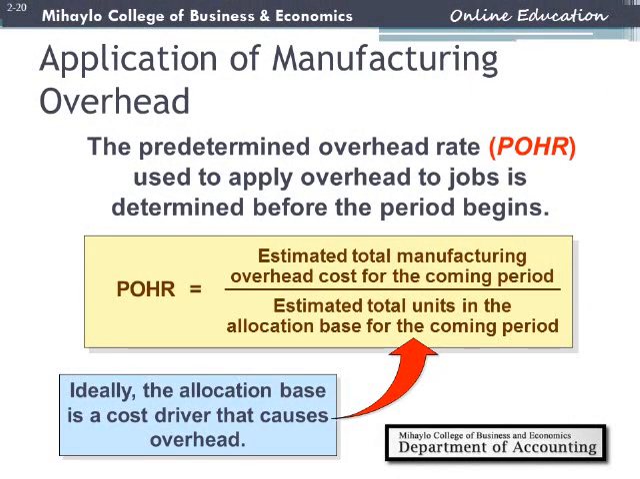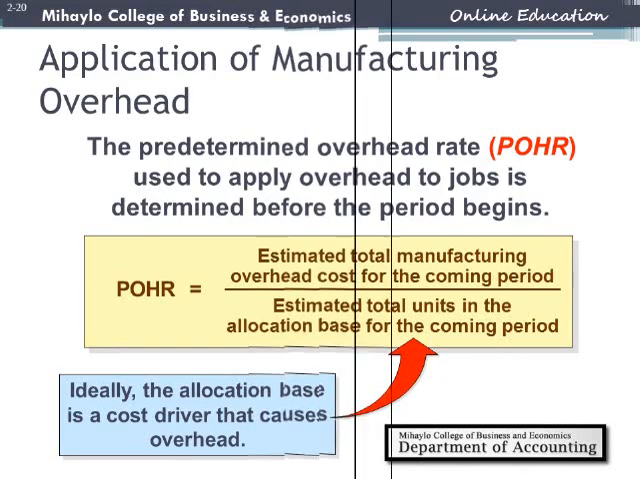To facilitate the allocation of manufacturing overhead to each job, we calculate a predetermined overhead rate before the period begins. The rate is calculated by dividing the total estimated amount of manufacturing overhead for the coming period by the estimated quantity of the allocation base for the coming period. For example, if our allocation base is machine hours, we would estimate the total number of machine hours used in production in the coming period. Ideally, the allocation base should be a cost driver. That is, it causes the overhead to be incurred.